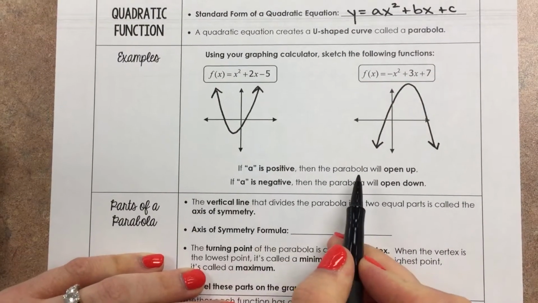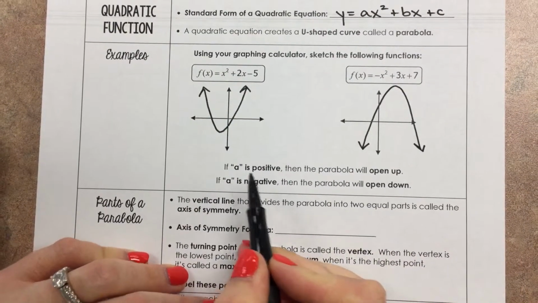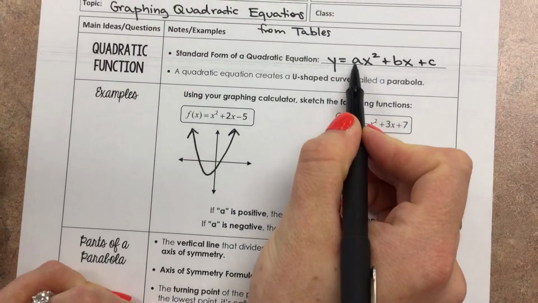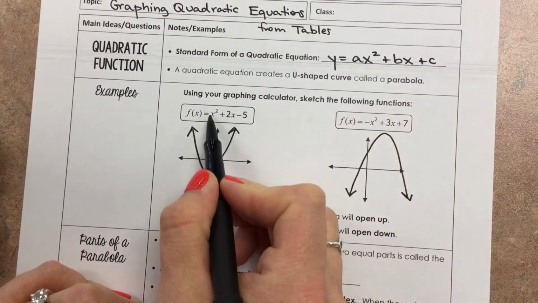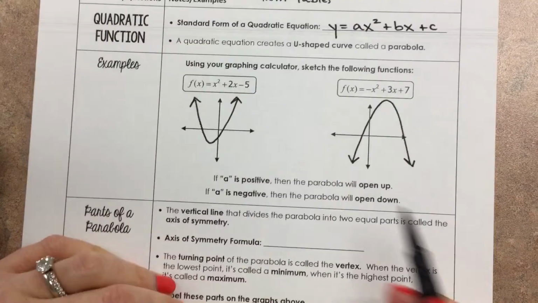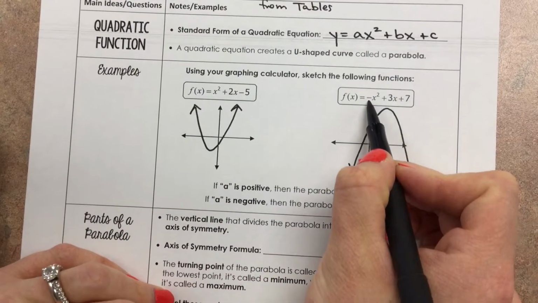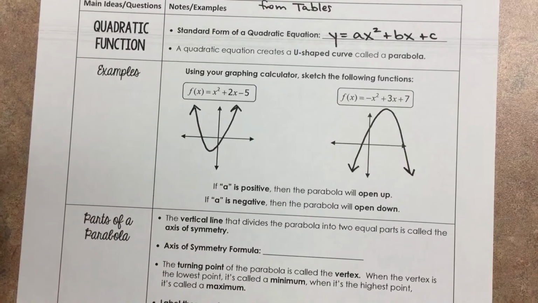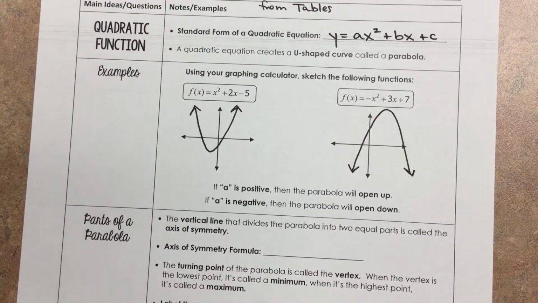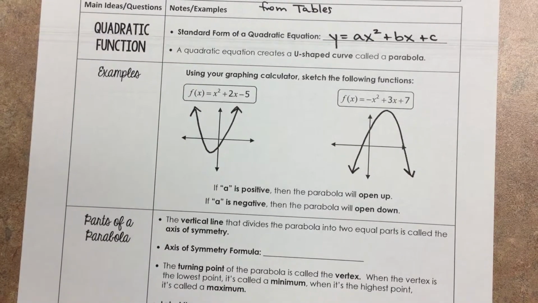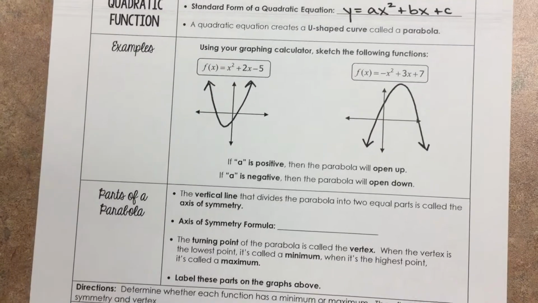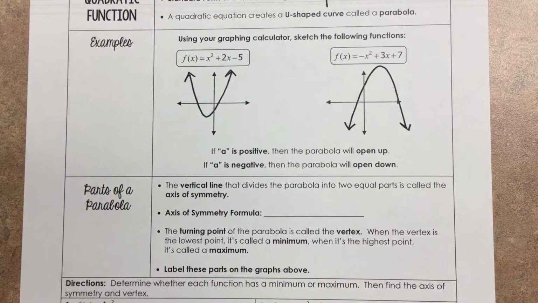So the conclusion that we're drawing is if a is positive, so remember a is this thing in front of the x squared, there's technically a +1 here, the parabola will open up like this one does. If a is negative, so you've got this -1 in front of the x squared, then the parabola will open down. So that's a big idea that we're going to use throughout the next couple of lessons, and that will be really important to helping you know what the shape is supposed to look like.